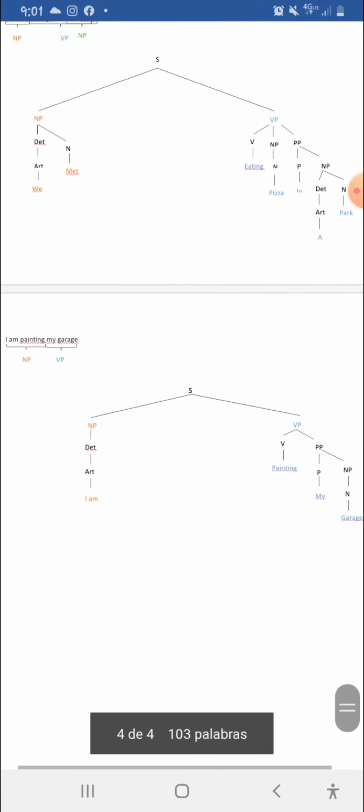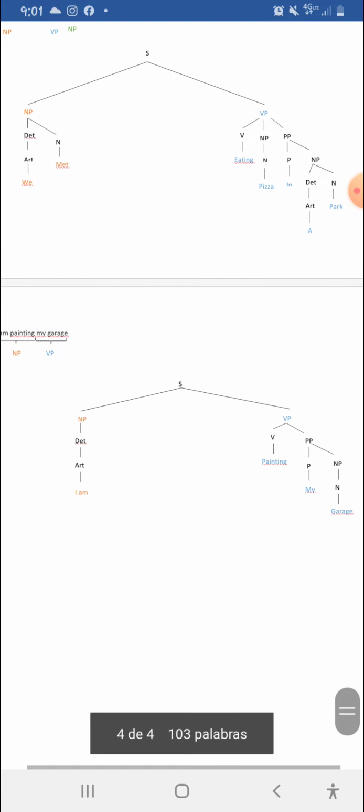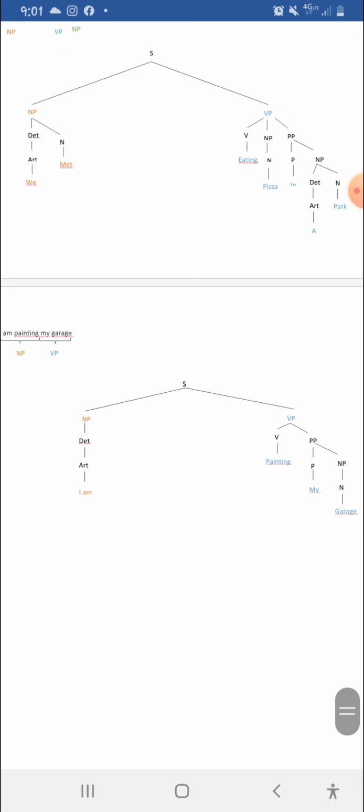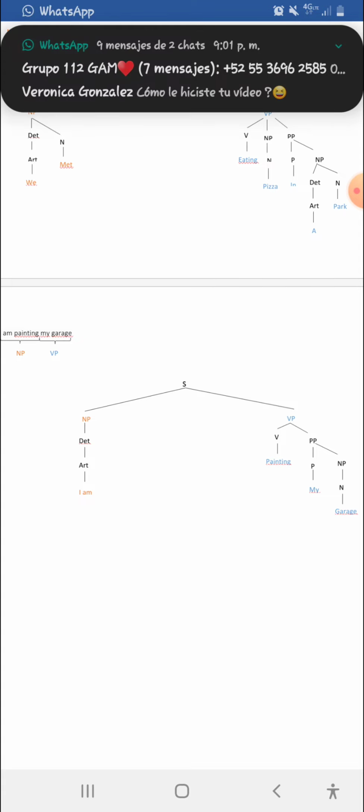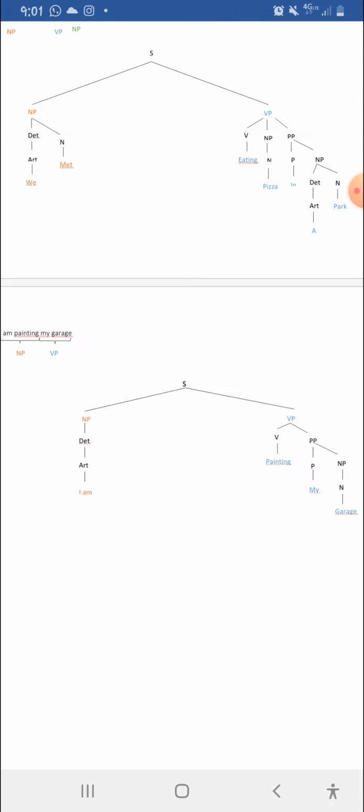And to finish the last example, I am painting my garage is divided into a noun phrase and a verb phrase. We center an S to emphasize that it is from sentence on the left side. We will begin with the noun phrase that has a determiner, an article, and it will be I am.